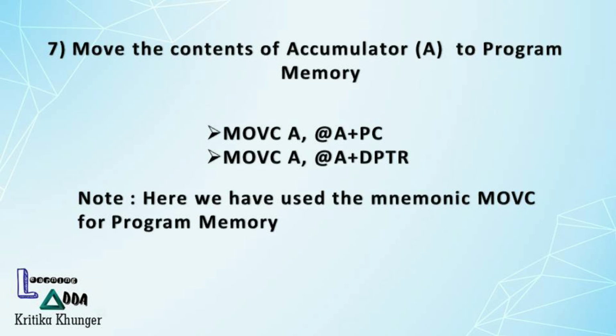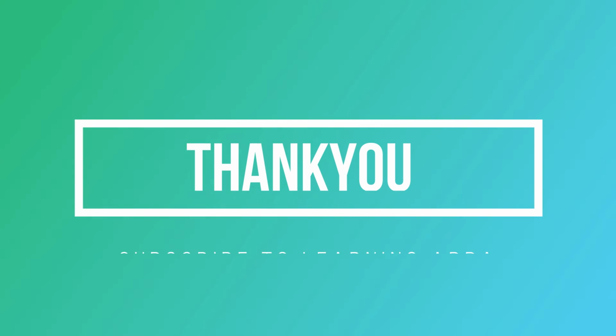The second instruction is MOVC A, @A+DPTR. Here DPTR is the data pointer again. Here A is the offset address and the complete A+DPTR becomes the address of a memory location in the program memory. So this was all about the data transfer instructions.